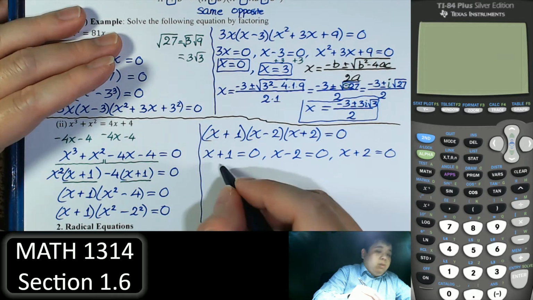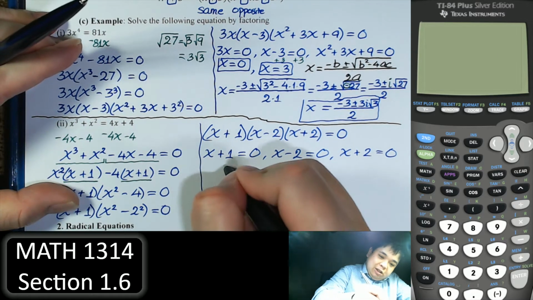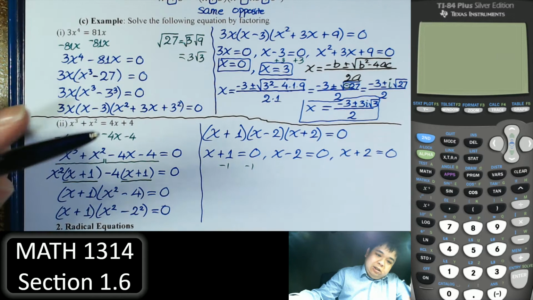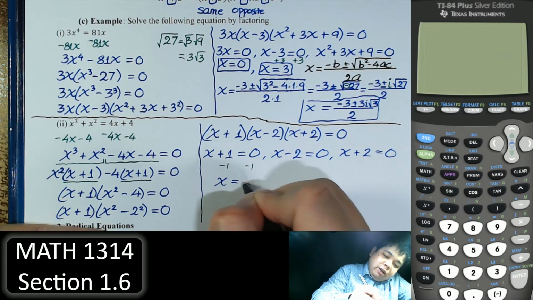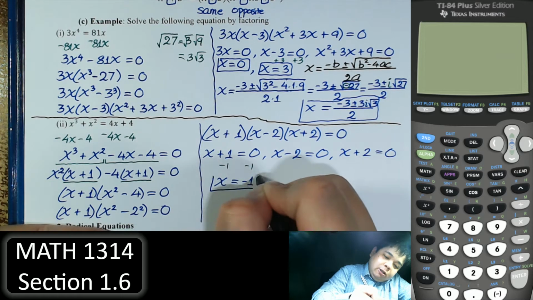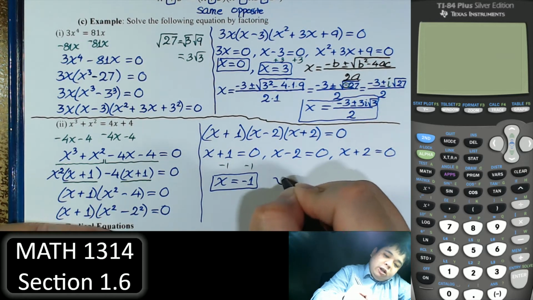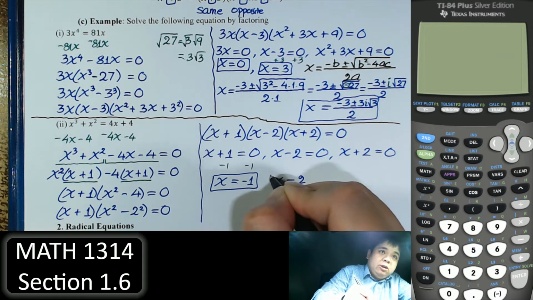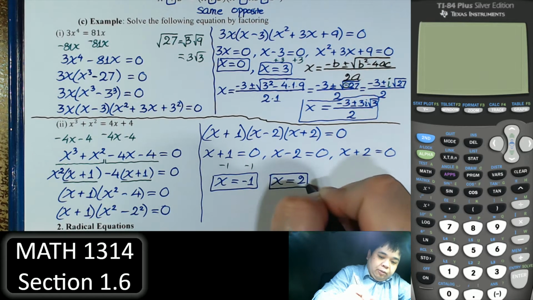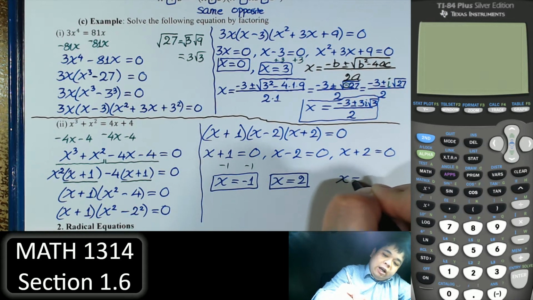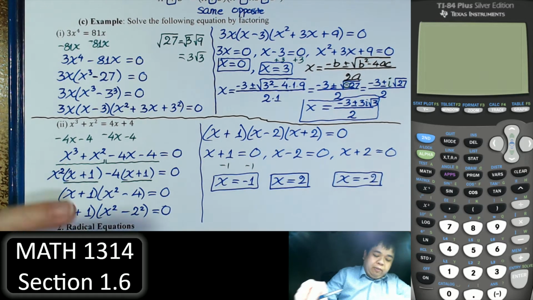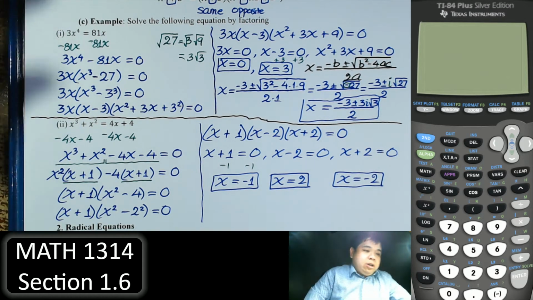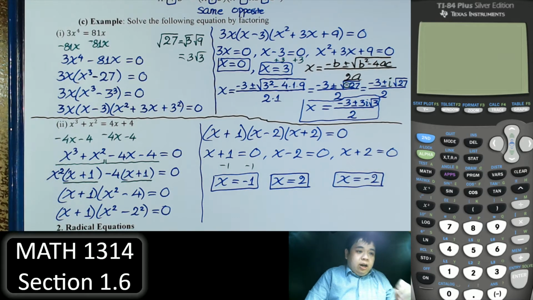So subtract 1 on both sides. So we have x equal to -1. Plus 2 on both sides, x equal to 2. Subtract 2 on both sides, x equal to -2. Right, so that is the first part of this section.